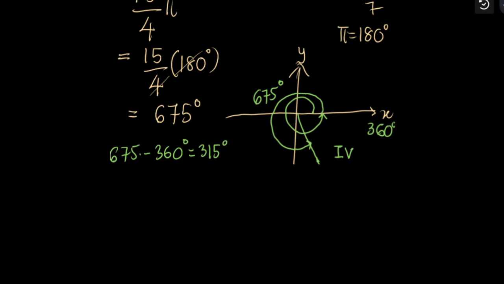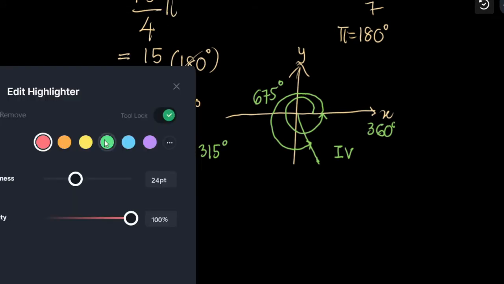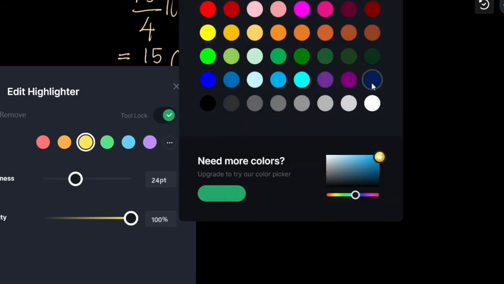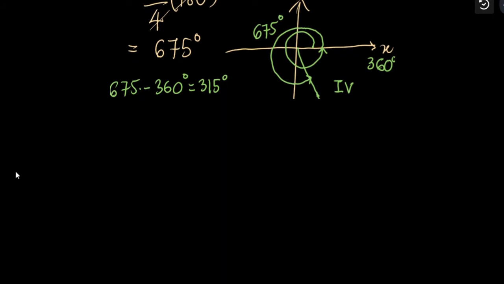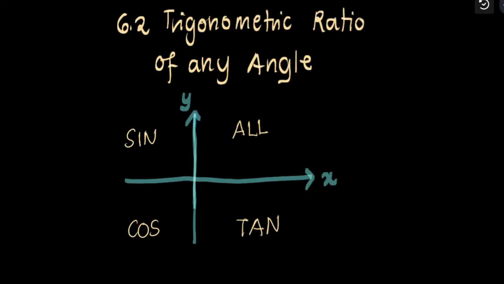For this part you just need to know the pi. You need to change your pi to 180. So far so good, I think. Do practice using your book how to draw and recognize the position. And we shall go to 6.2, which is finding the ratio for any angle.